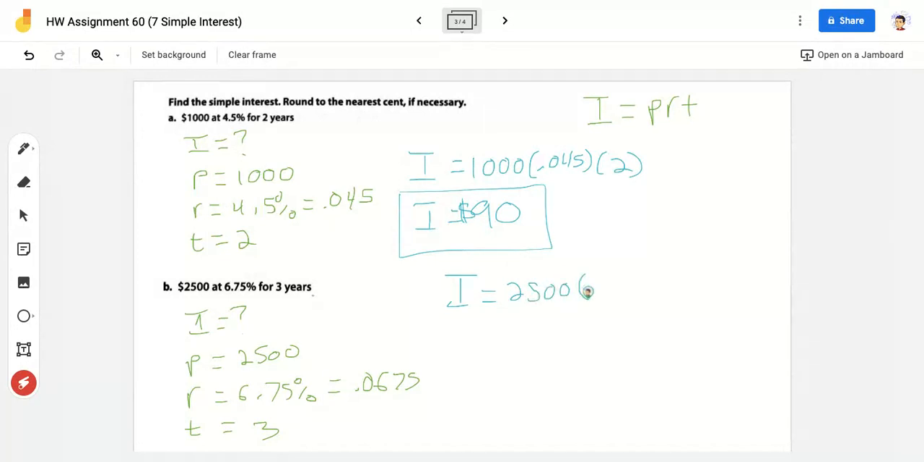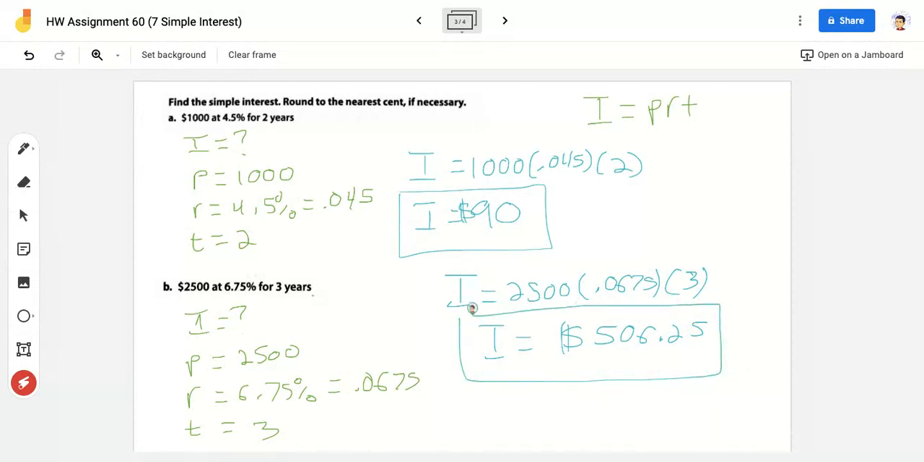Let's substitute everything. So I is equal to 2,500 times our rate, 0.0675, times our time. And let's multiply. So 2,500 times 0.0675 times 3. So the interest, I'm sorry, is going to be equal to $506.25. All right. Not crazy. Really just a matter of substituting. But let's see one more.